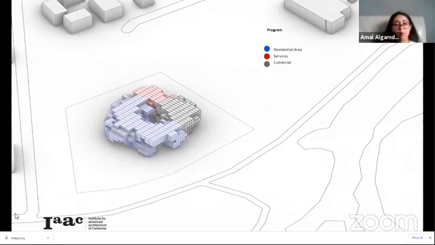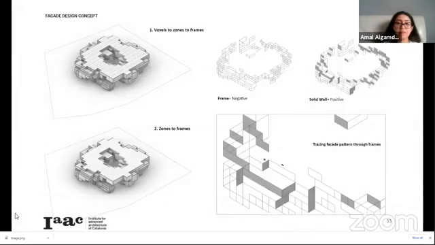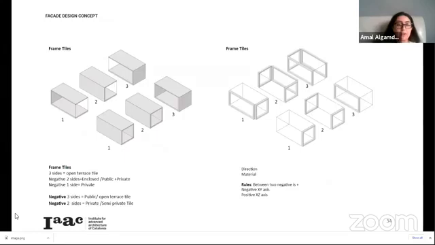We started allocating our program. We have the residential area towards the views, the services area at the back, and the commercial area. After that, from the voxels to the zones, and from the zones to the frames, we wanted to have a design strategy for our facade. We have the frames, which are negative, and the solid walls, which are positive. We started tracing the facade pattern based on the frames that we created from our zones.